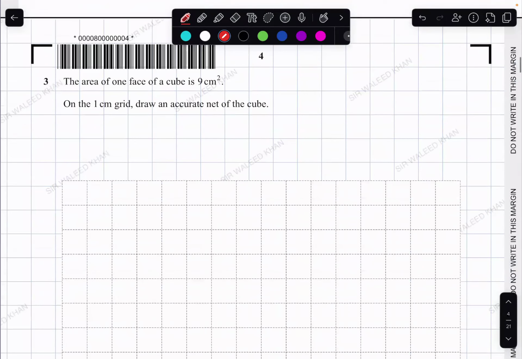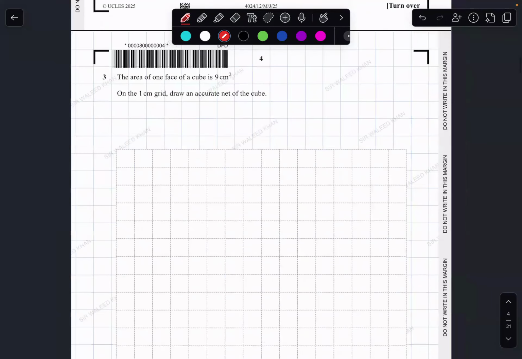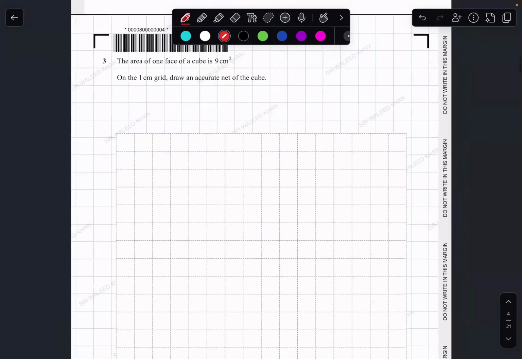Okay, next, question number 3. The area of one face of a cube is 9 centimeter square. On 1 centimeter grid, draw an accurate net of the cube. So net of a cube, you have to split the shape into 2D surfaces. It's like opening the shape.